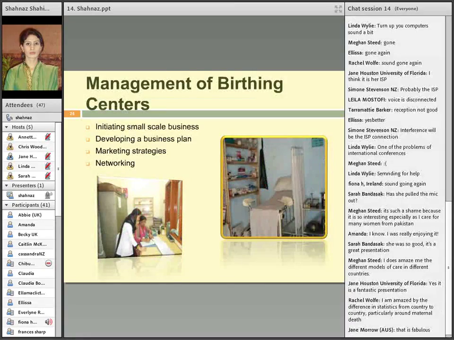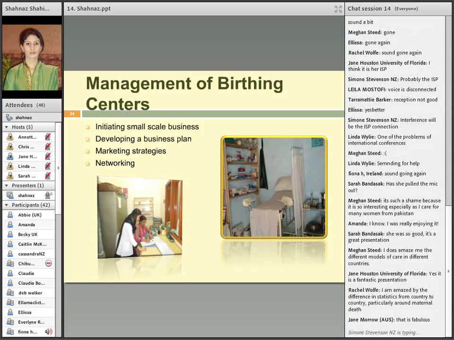Now in management of birthing centers, we discussed how to initiate a small scale business, as the midwives had to run their own setup, so they should be able to know how to initiate a small scale business, and what is the importance of developing a business plan, how the marketing should be done, and what is the significance of the marketing strategy. And moreover networking, since they had to refer a woman to someone, they should have a proper network system developed.